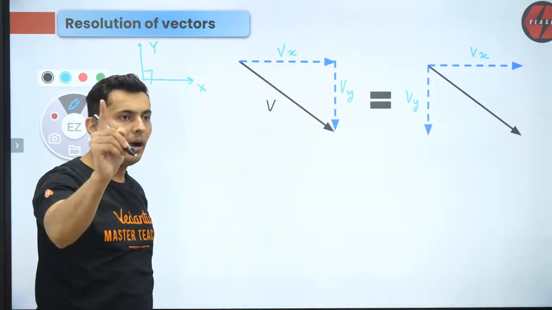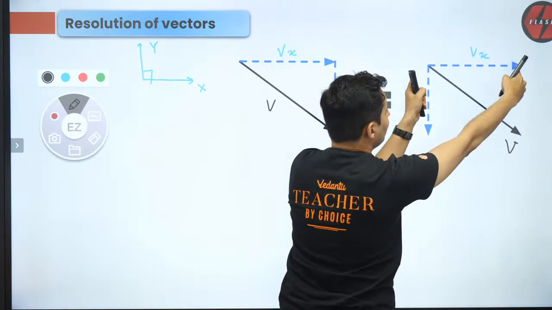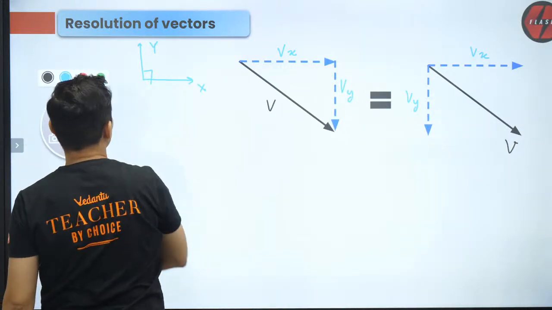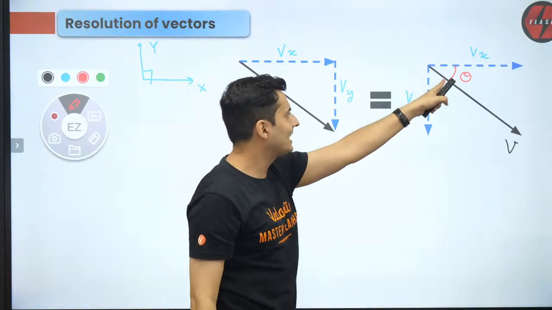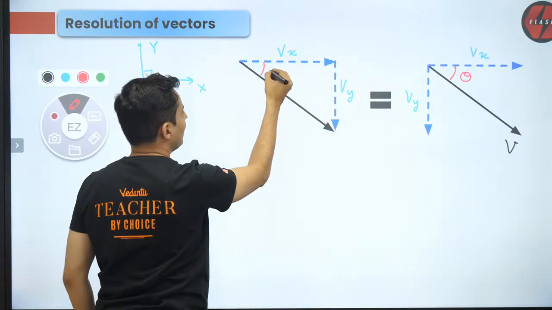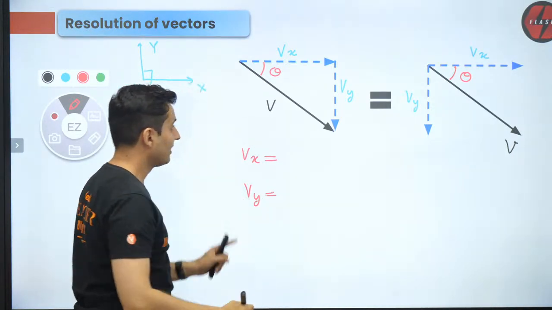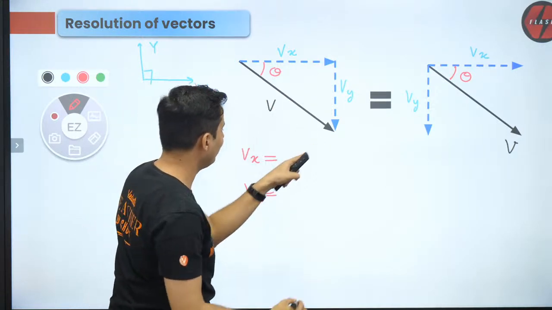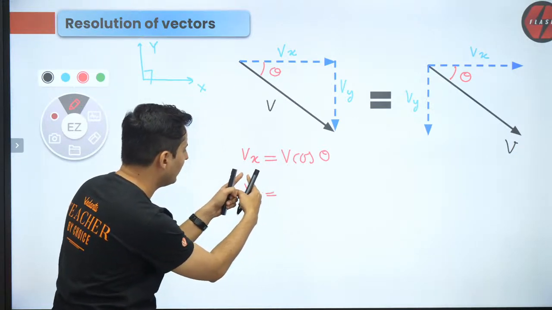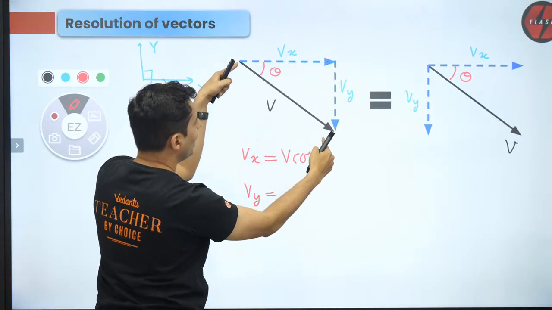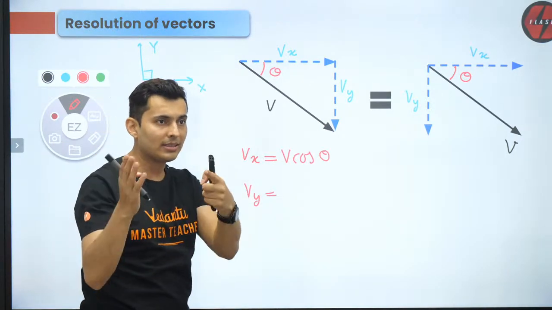Understand that. Now, if the original vector has a length of V, this Vx and Vy can be easily written down. Imagine if I take this angle as theta. Then think about it, what is Vx and what is Vy? Vx is nothing but V cos theta. You can very easily see that by shifting this V below Vx, because Vx by V will be adjacent by hypotenuse, which is the definition of cosine theta. I hope this is clear.